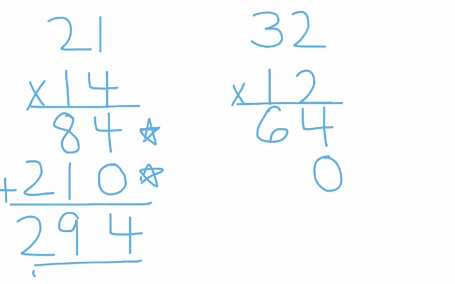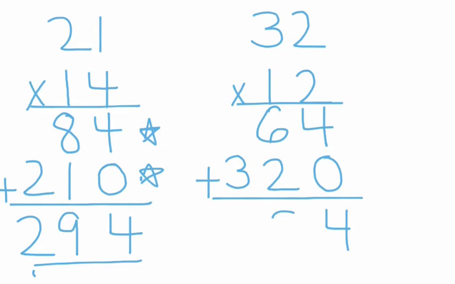That will be 1 times the ones place on the top. 1 times 2 is 2. And 1 times 3. 1 times the tens place is 3. Now we have our partial products, so we will add. 4 plus 0 is 4. 6 plus 2 is 8. 3 plus 0 is 3. And our answer is 384.